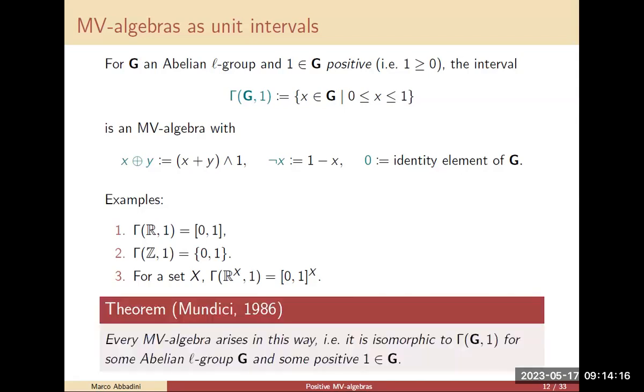Okay. And this important theorem by Mundici says that every MV-algebra arises in this way. That is, if I have an MV-algebra, I know that there exists some abelian l-group G and a positive element 1, such that the MV-algebra is the interval between 0 and 1 of that group. And this is very useful because abelian l-groups are easier to work with than MV-algebras.